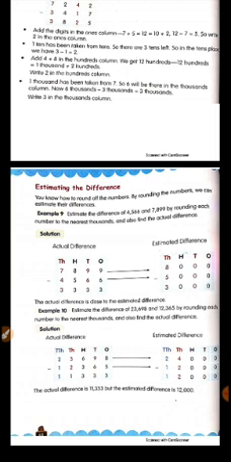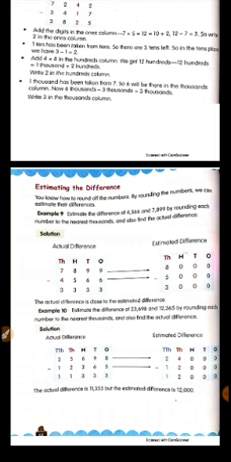Now let's see the estimation. 7899 becomes 8000 when we round it off. 4566 becomes 5000 when we round it off. When we subtract them we get 3000, which is close to 3333. So our estimation is correct. Now let's see example 10.